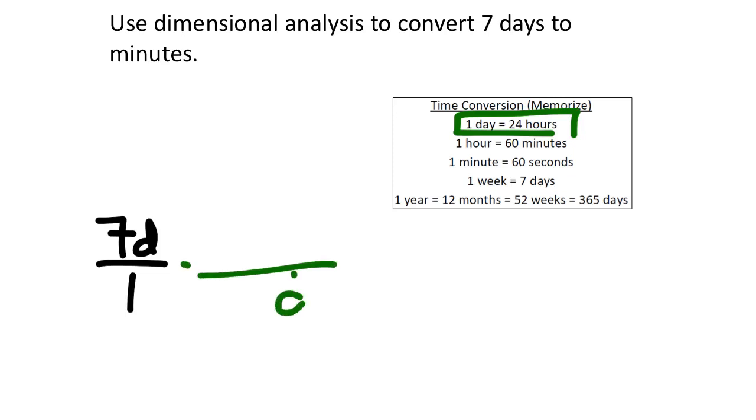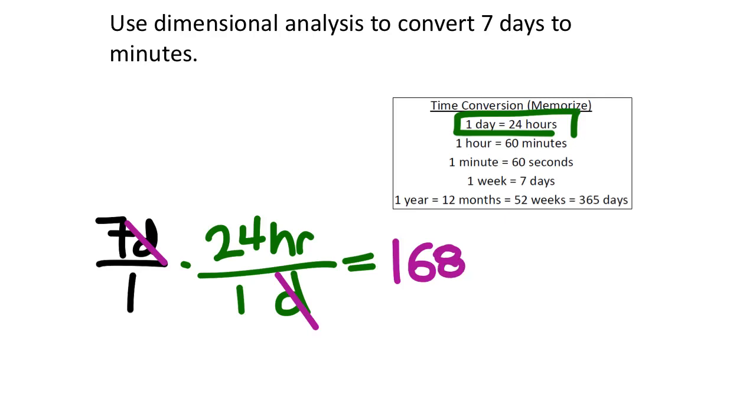Well, I know I need the days to cancel out, and I want to change this into hours. It's 24 hours for 1 day. Now, when I figure this out, it's going to tell me how many hours are in 7 days or a full week, right? The days are going to cancel out. 7 times 24, we can put that in the calculator, which I'll do, because I'm afraid I'll make a mistake if I do it in my head. 168 hours.